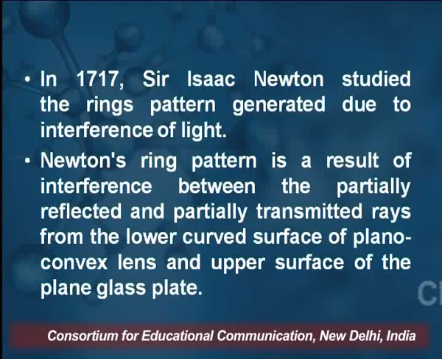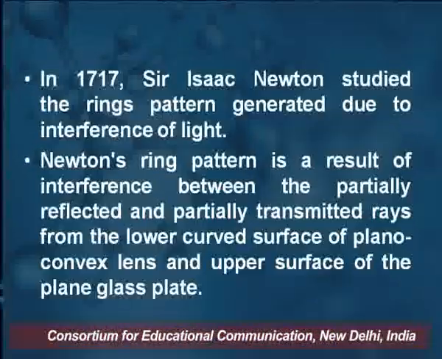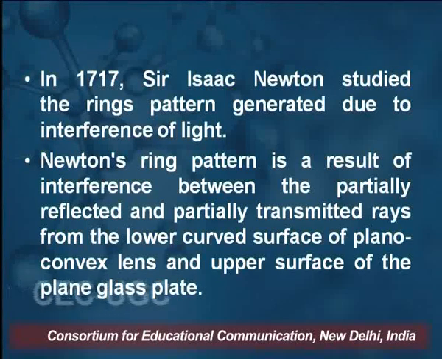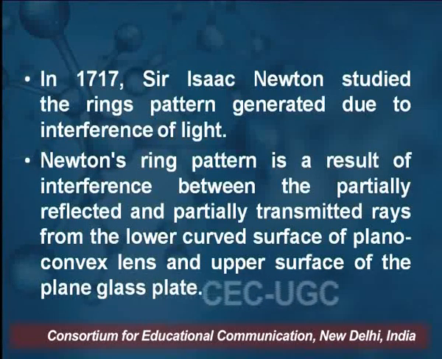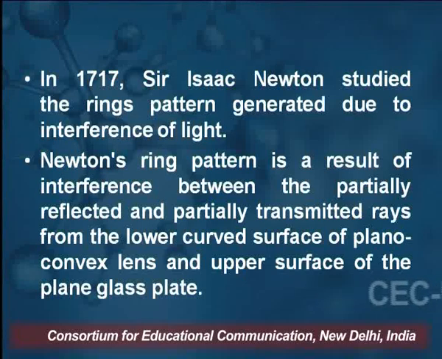Interference is divided into two parts. One is interference due to wavelength. Second, interference due to amplitude. So, this part is interference due to amplitude. We are getting Newton's ring by the principle of interference by splitting of amplitude. Newton's ring pattern is a result of interference between the partially reflected and partially transmitted rays from the lower curved surface of the plano-convex lens and the upper surface of the plain glass plate.